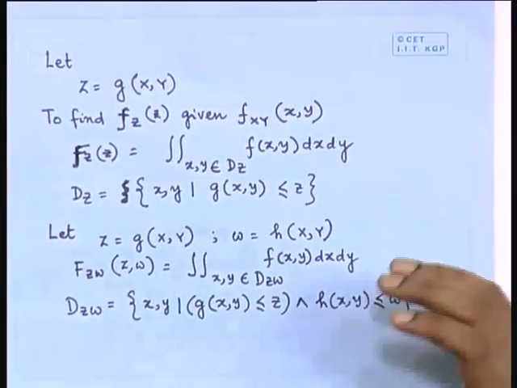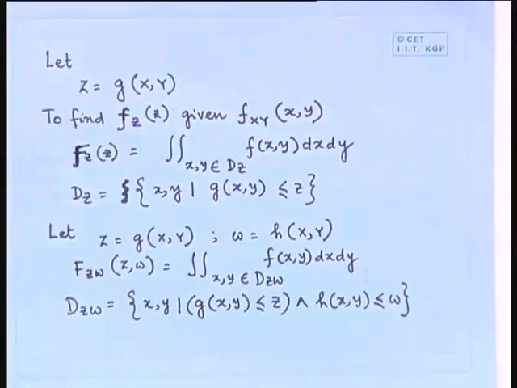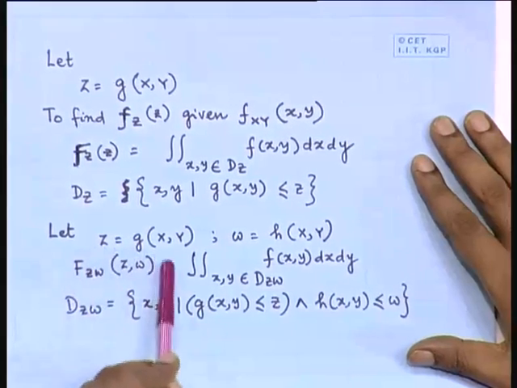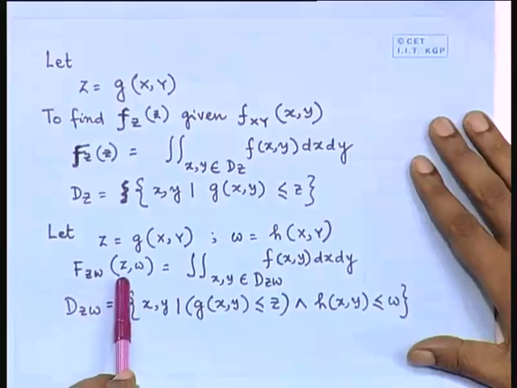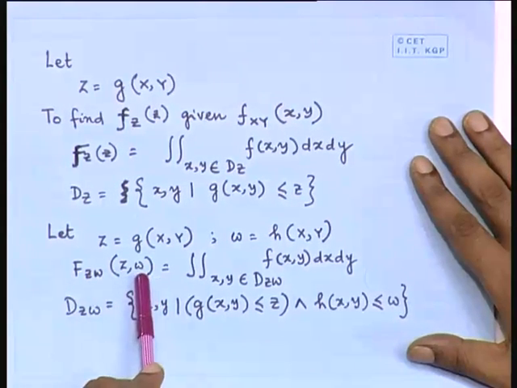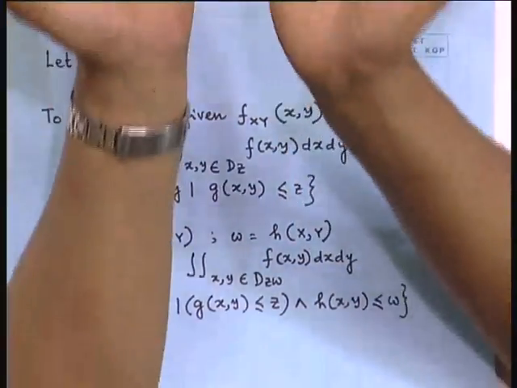So again, same argument. The basic reasoning is very simple. What is going to be this distribution function? It is the probability that capital Z is less than or equal to small z and capital W is less than or equal to small w, right. The probability is actually coming from the random variables X and Y, because they are the basic random variables. Z and W are derived random variables.